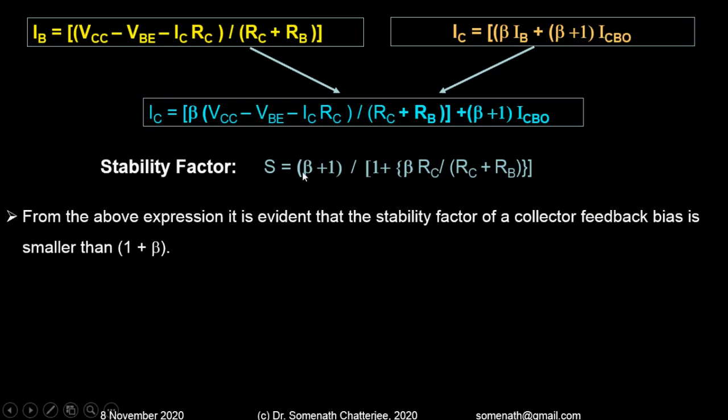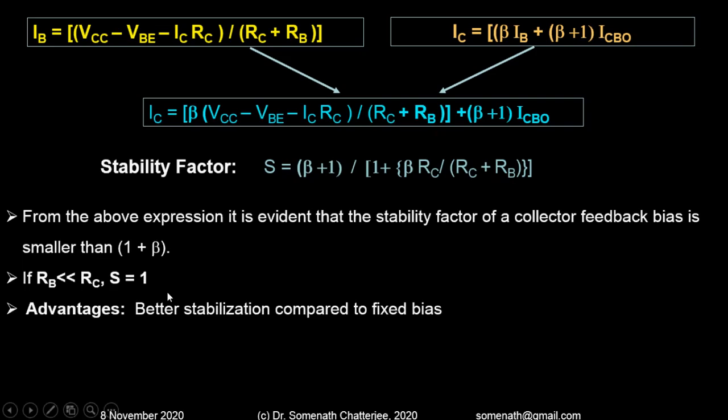From the above expression, the denominator has a significant term. We cannot ignore the denominator term. If the denominator term is significant, then the value of S will not be beta plus 1, it is smaller than beta plus 1, right? Also, you can see that if RB is very much less than RC, that means the output impedance will be more, then S is equal to 1, so the stability factor improves. So that's why this is the advantage, it gives better stabilization compared to fixed bias.